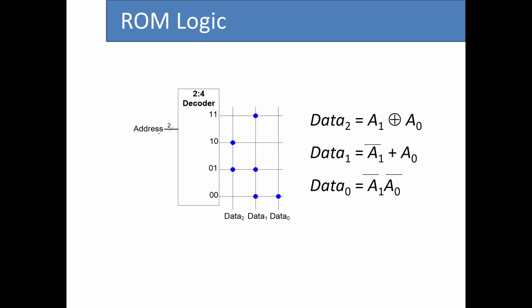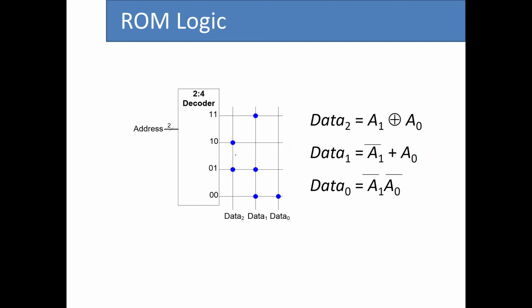So if the address bits are 01, the output is 1, because we have stored the value 1 and it is represented by this dot here. If the address bits are 10, the output is again 1, because we have stored a 1 here that is signified by this dot. And for the other two combinations, the output is 0, because we don't have any dots, meaning that we have stored a value of 0.